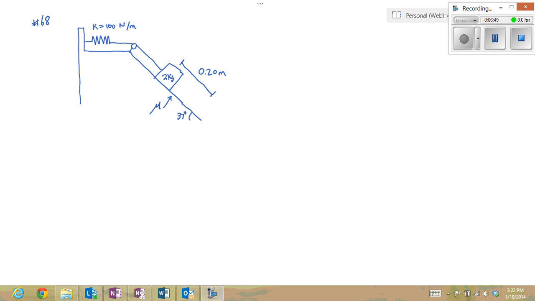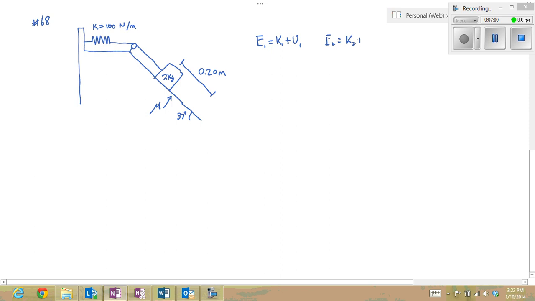So we're going to approach this from an energy standpoint. So again, I'm going to say that E1 is equal to K1 plus U1, and E2 is equal to K2 plus U2, and that E2 is going to equal E1 plus any work done. The new energy is equal to the old energy plus any work done. So these equations will be the foundation of this particular problem. So again, I have to pick two spots, the position for E1 and the position for E2. So E1 is going to be the position when the block starts, and E2 is going to be the position when the block comes to rest again.